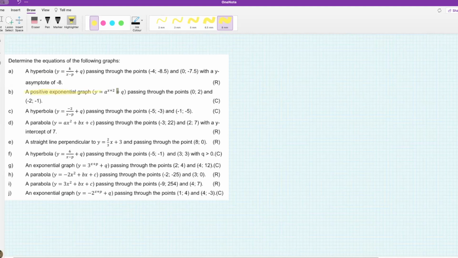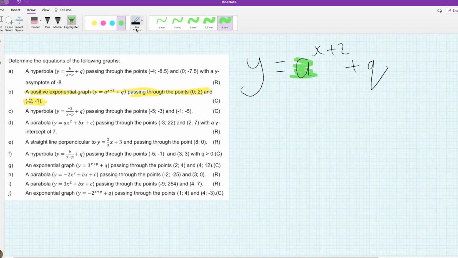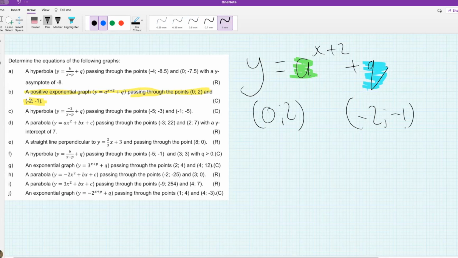It says, a positive exponential function passes through the points (0, 2) and (-2, -1). You need to find the equation of this exponential function. And what they say to you is that that is the basic format. Now, what you have to do is you need to find out what a is, but you also need to find out what q is. And all they give you to help you is the point (0, 2), and they also give you the point (-2, -1). And it says it goes through those points.